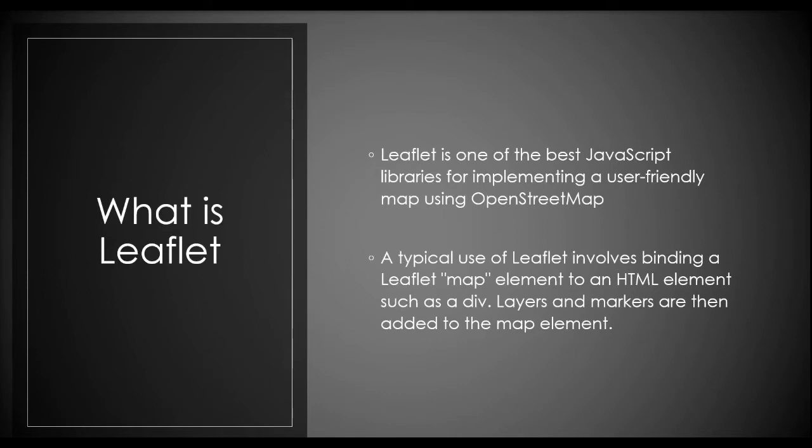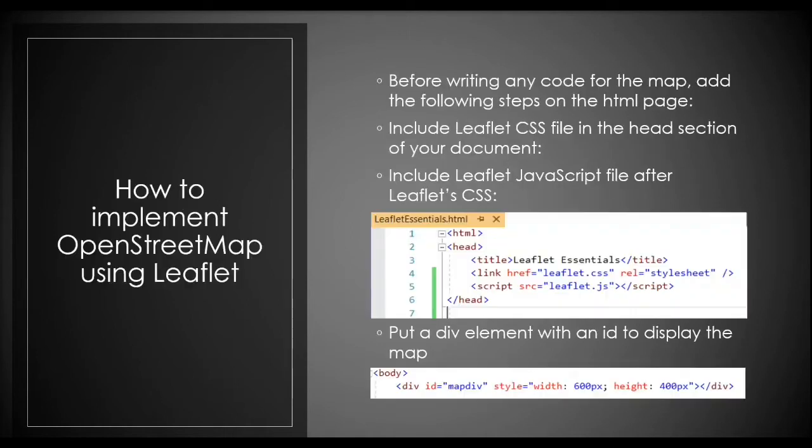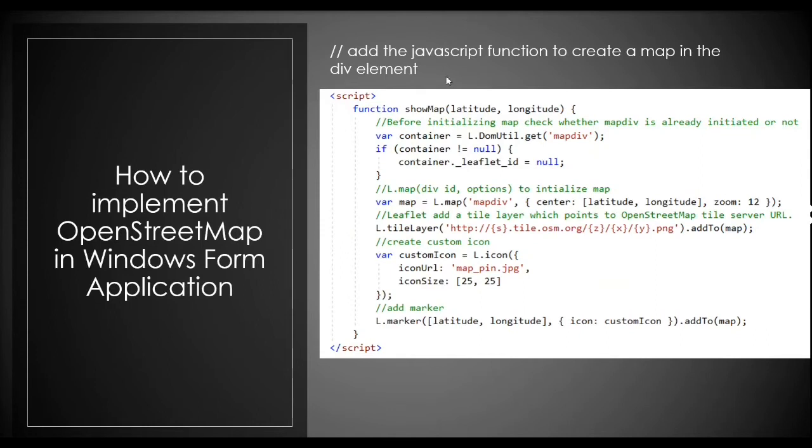And why do we need Leaflet? Leaflet is one of the best JavaScript libraries for implementing the OpenStreetMap. A typical use of Leaflet involves binding a Leaflet map element to an HTML element such as div. So let's see how it is done. So we have the HTML tag, and under HTML we have the head where we reference the CSS and the JavaScript, and after that we have the div element, which is a container for the map, and its ID is map div. So let's go to the JavaScript function.